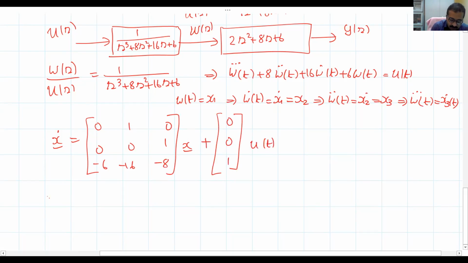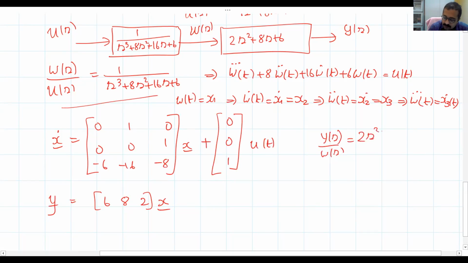Similarly, what should be your output? Your output y must be equal to 6 8 2 into x. You can verify that. Once you are done with this part, now what next? y of s by w of s, that you will get 2s square plus 8s plus 6. So y of t will be 2w double dot t plus 8w dot t plus 6w of t. From that you can straight away get this.